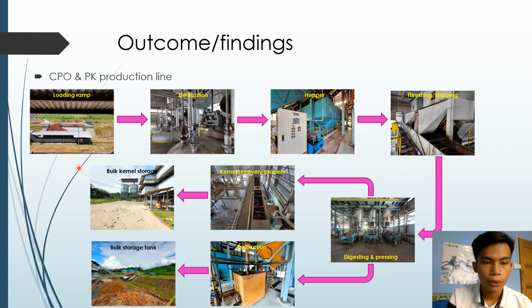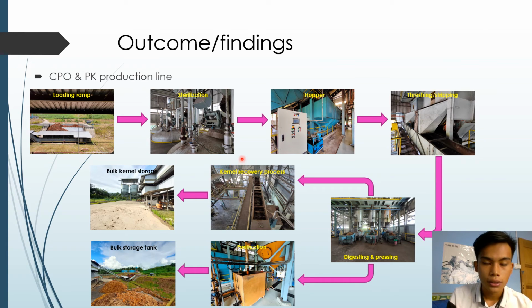This is the crude palm oil and palm kernel production line at Biogro oil mill. The first station is the loading ramp. This is where all FFB are received and grading work also takes place. The FFB will be transferred using chain conveyor to the next station, which is the vertical sterilizer.